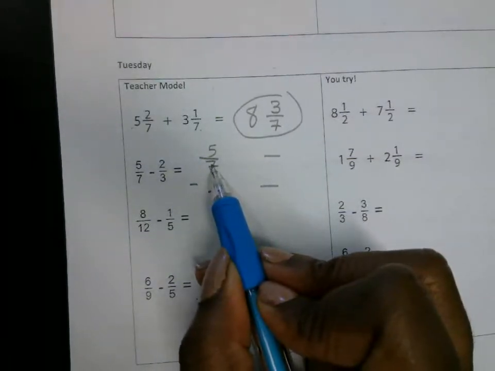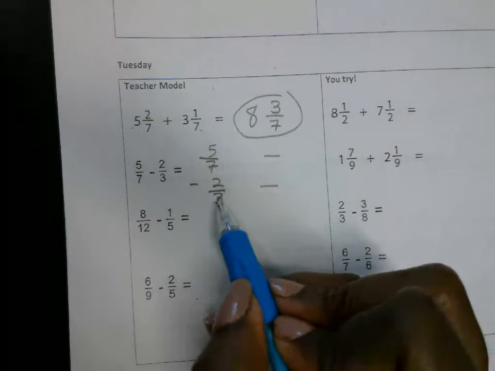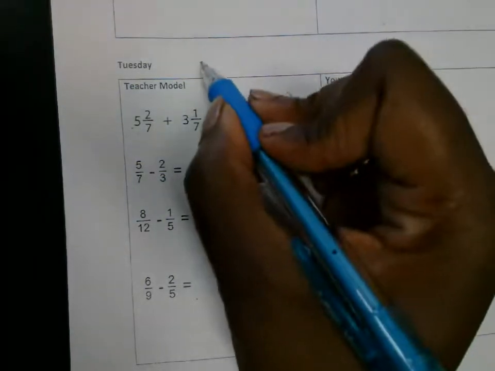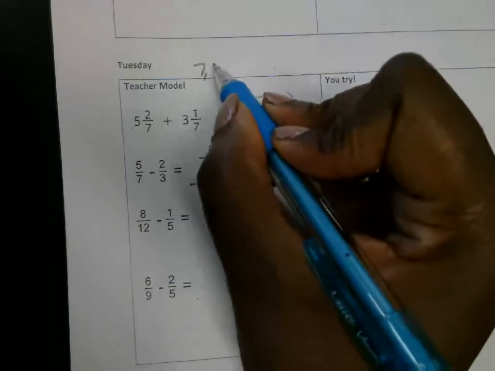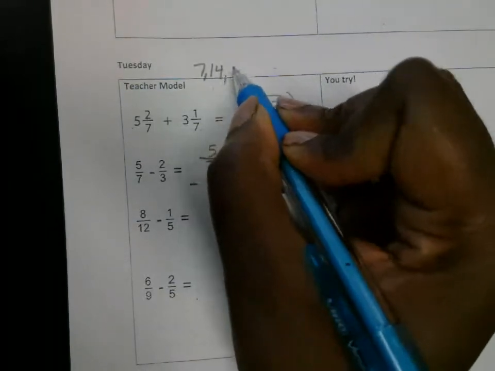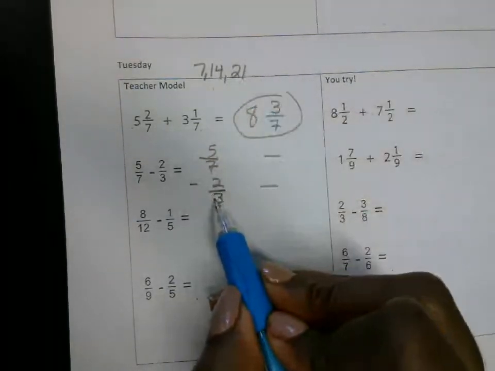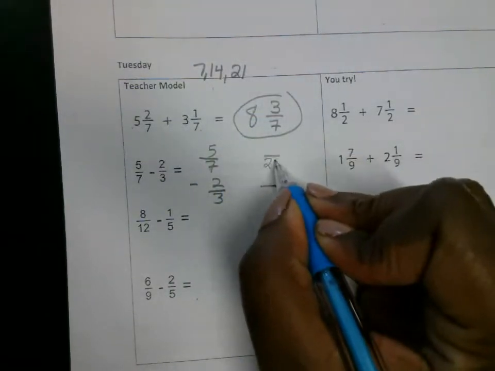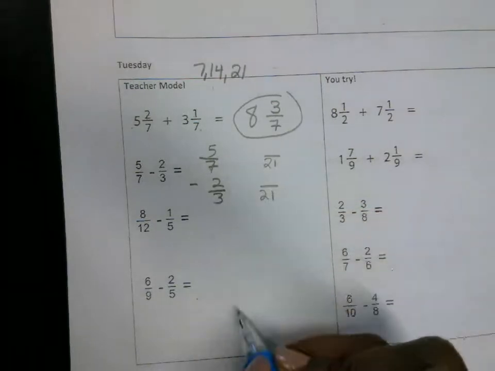The first multiple of 7 is 7. 3 will not go into 7. The second is 14, because I'm saying 7 times 1, then 7 times 2, then 7 times 3. And of course, 3 will go into 21. So we're going to use 21 as the common denominator.